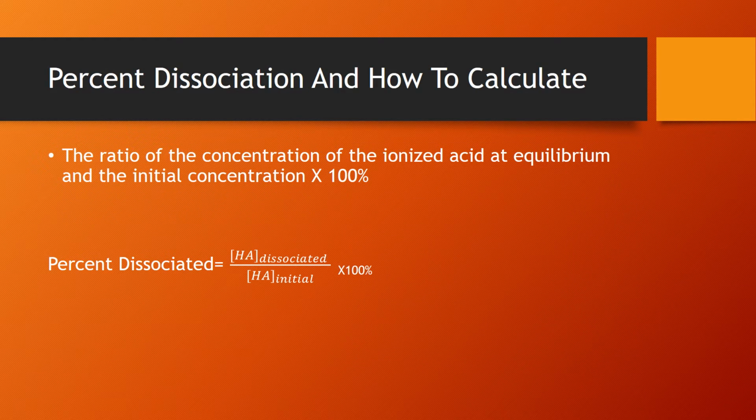Percent dissociation and how to calculate it. Percent dissociation is the ratio of the concentration of the ionized acid at equilibrium divided by the initial concentration, times 100.